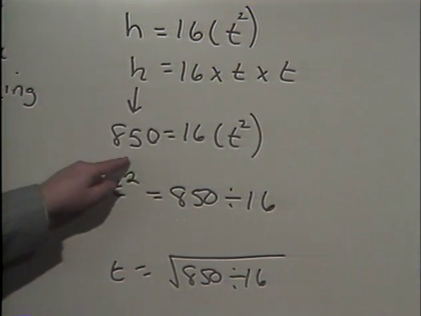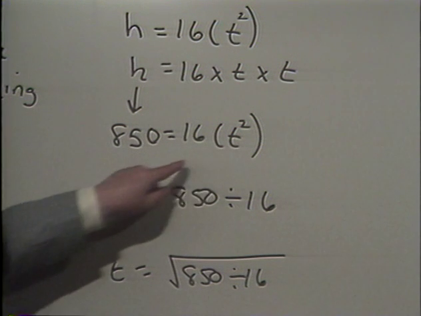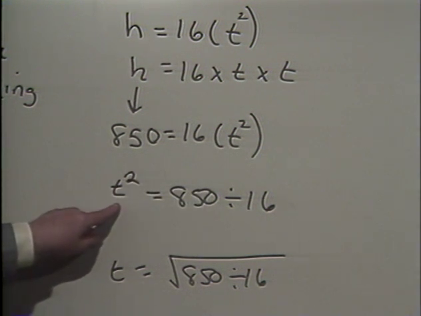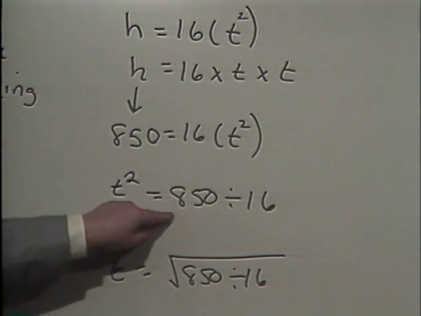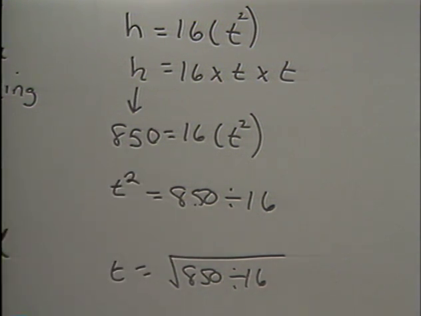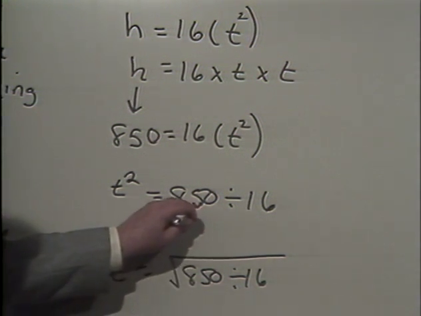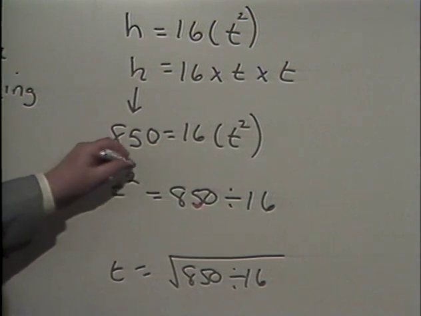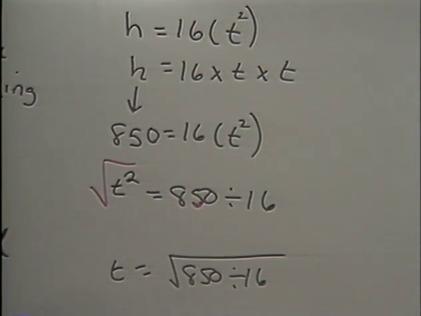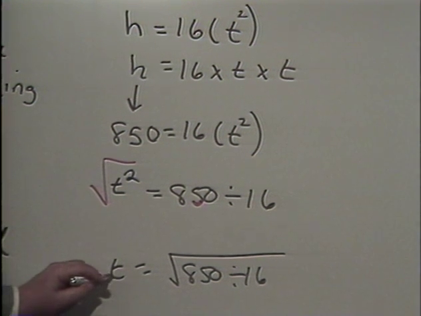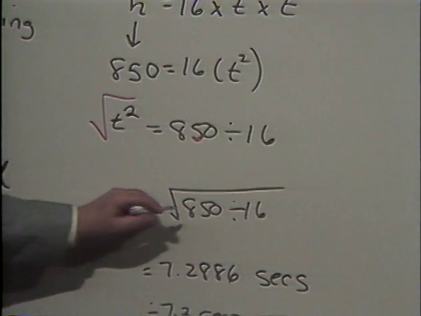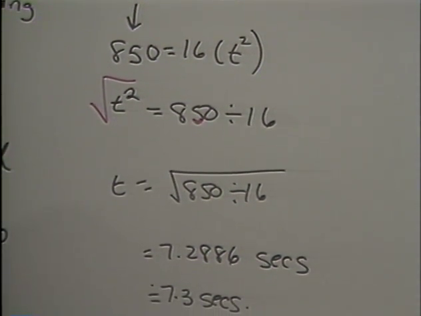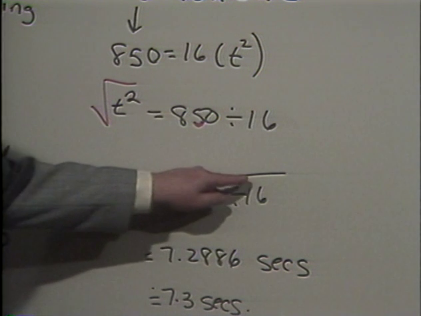So now you divide this by 16. That leaves you with t squared. I just took the liberty of reversing the sides of the equation. If I divide this by 16, that's 850 divided by 16. Now, what do I want to do next? To undo squaring, I want to take the square root. If I take the square root of the square, that gives me the number I started with. But if I take the square root of the left-hand side, I also have to take the square root of the right-hand side.